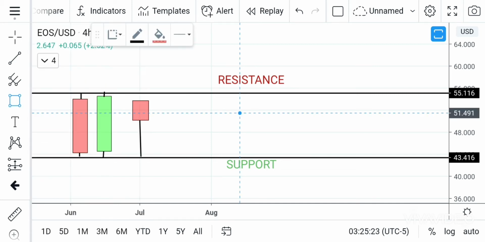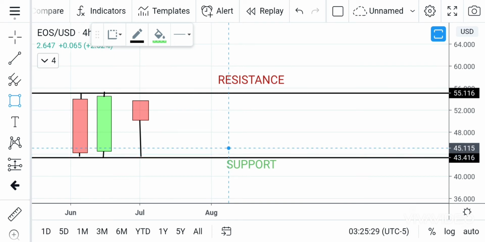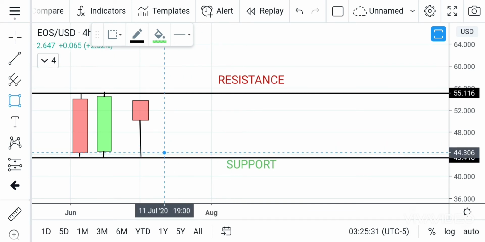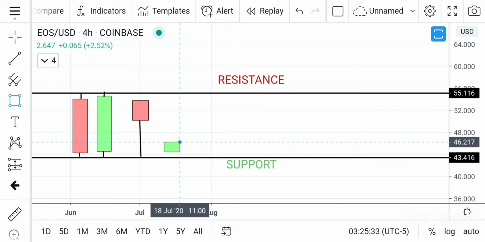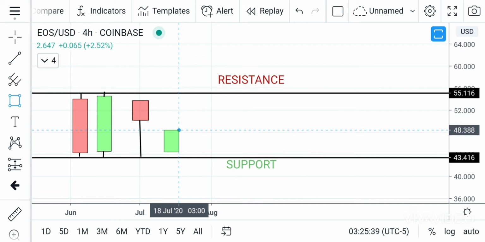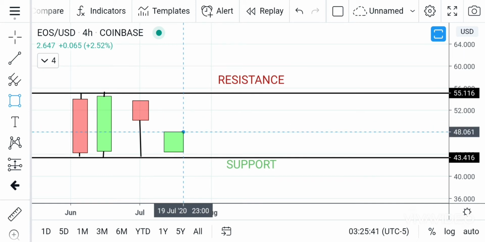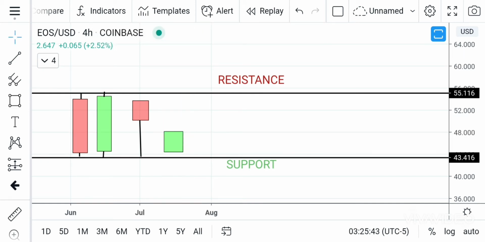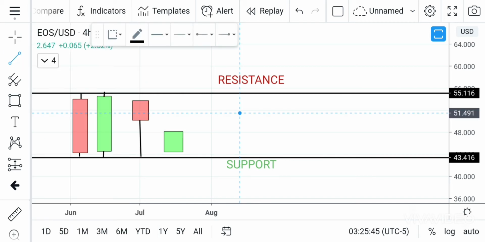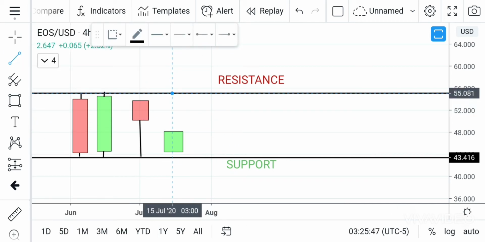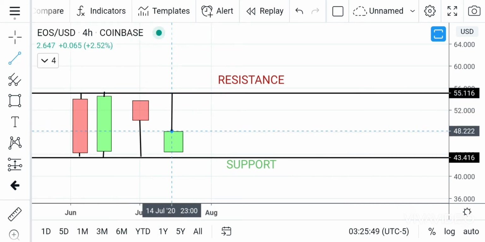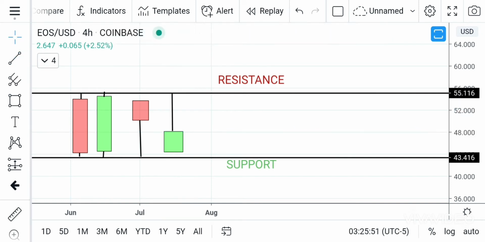Let's do another example. Let's say buyers are pushing the price up from this point. From this point, they are pushing it to resistance. Then sellers start coming in and they push it back down. So what shows that sellers have rejected the higher prices is the wick of the candle, which is over here.